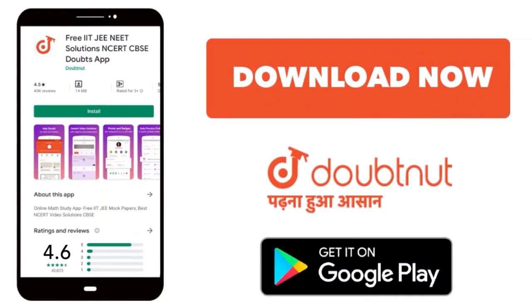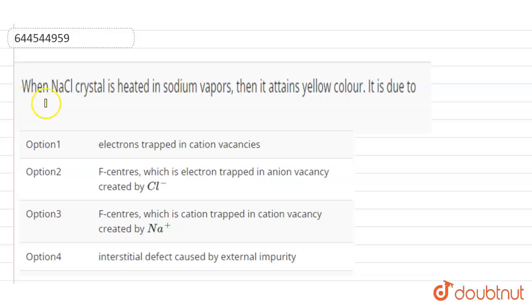Hello students, if I talk about this question, when NaCl crystal is heated in sodium vapors, then it attains yellow color. It is due to, we have options given here, so we need to find out the correct reason behind the yellow color when the NaCl crystal is heated in sodium vapors.